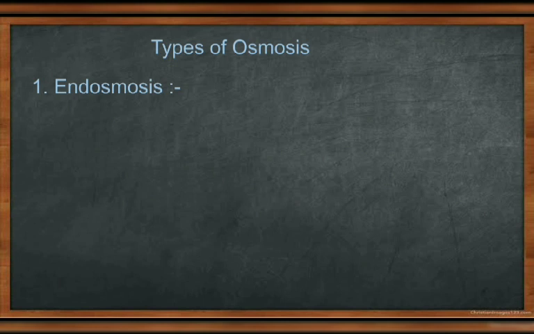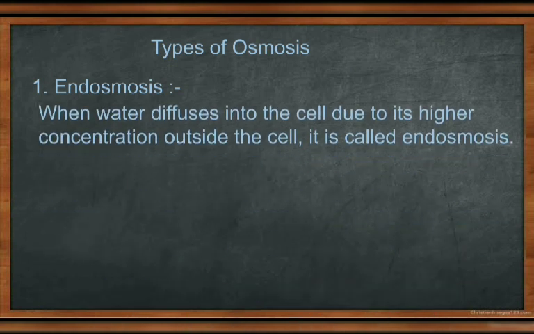So here, what happens? Water moves from higher concentration to lower concentration through the SPM, that layer. So this is called what? Endosmosis. When water diffuses into the cell due to the higher concentration outside the cell, it is called endosmosis. I told you about the material, here it is the water concentration.